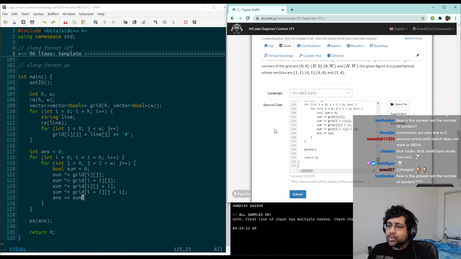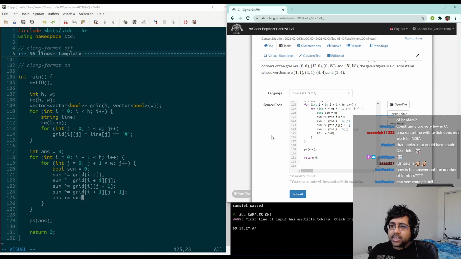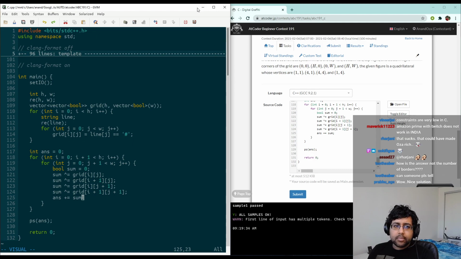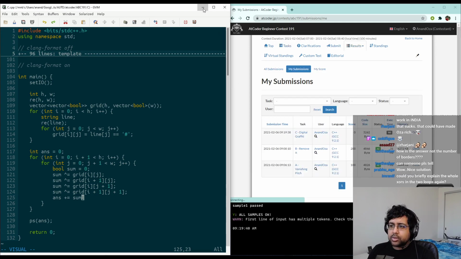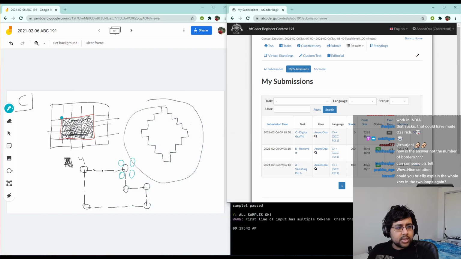How is the answer not the number of borders? What do you mean? Like the answer is the number of sides of the polygon. Well, I guess I'll submit this and then I'll try to clarify slightly. If you mean the number of individual border cells, the answer is that if you have multiple borders in a row that form kind of a single line, that's still only one side. Right? Like this one, the answer isn't 12, it's just 4.